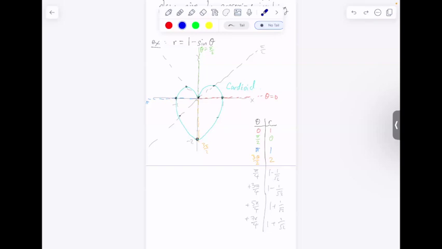But this is in essence how some polar curves are. Yeah, so I guess that's the conclusion today. Next week we'll continue on Tuesday.